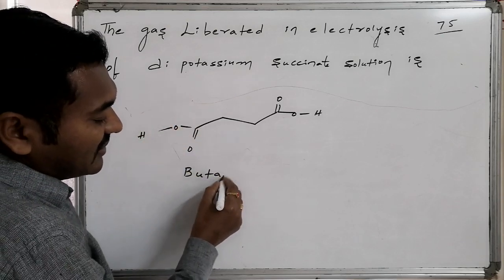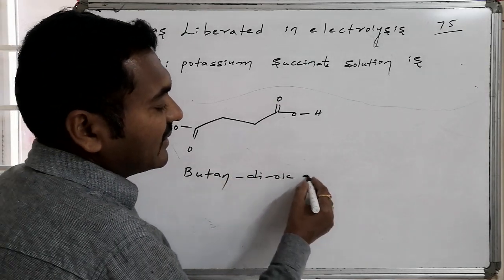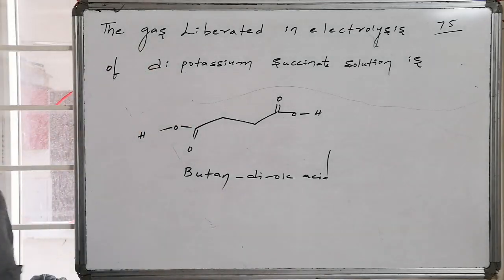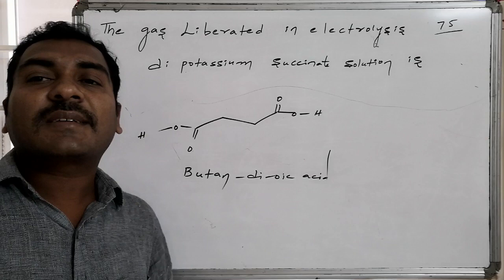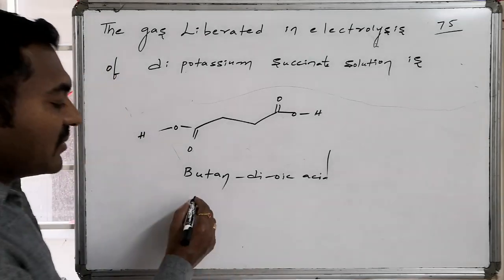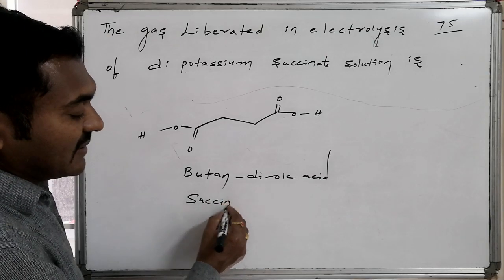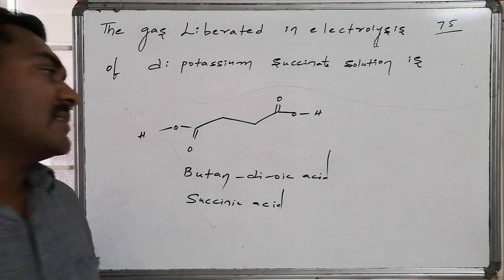What is this one? This is butane-dioic acid, because oic acid is a terminal functional group, whereas this consists of two carboxylic acids. Hence it is butane-dioic acid. This butane-dioic acid is said to be succinic acid. The other name of butane-dioic acid is succinic acid.